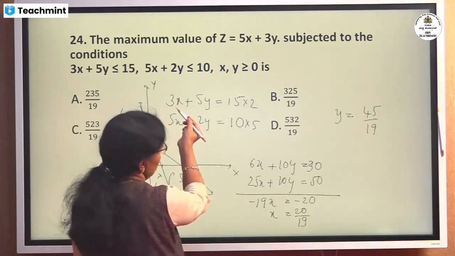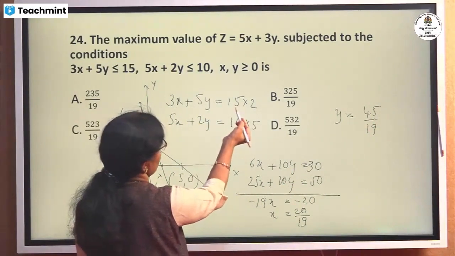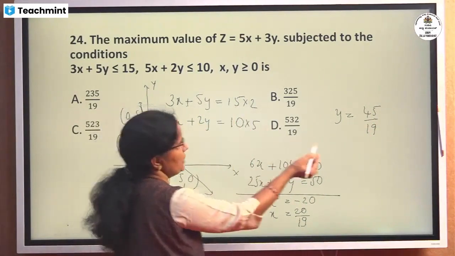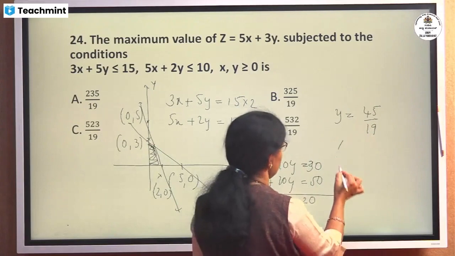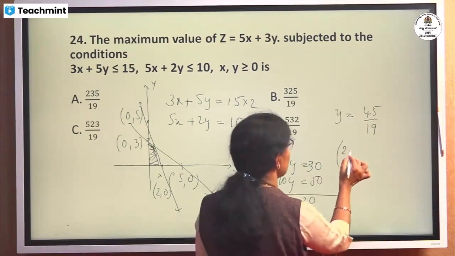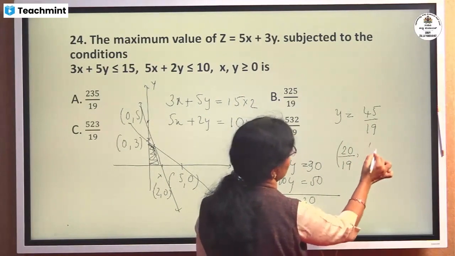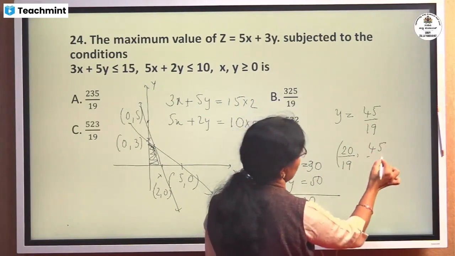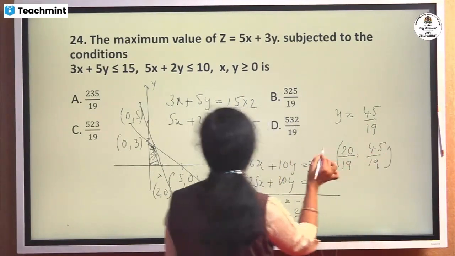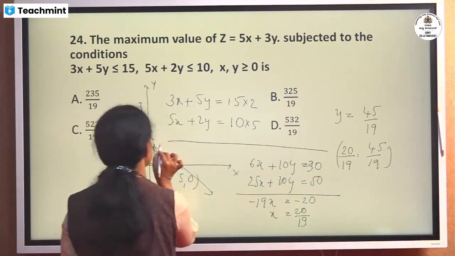3 into 20 divided by 19, 60 divided by 19 will be there. 15 minus 16 divided by 19 is equal to 45 divided by 19. Therefore, the point of intersection is 20 divided by 19 and 45 divided by 19. So that is the point of intersection here.